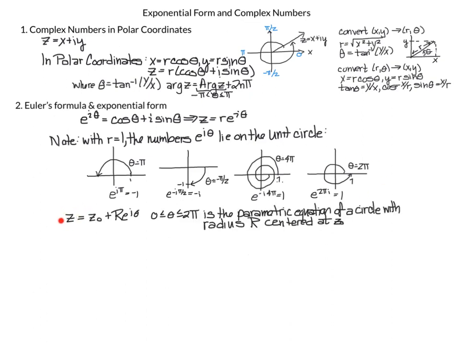Next, we're going to look at this formula. z equals z naught plus r e to the i theta, for theta goes from 0 to 2 pi, is the parametric equation of a circle with radius r centered at z naught. And I am going to start by moving this statement up here and cleaning out the other stuff so that I have some more space.